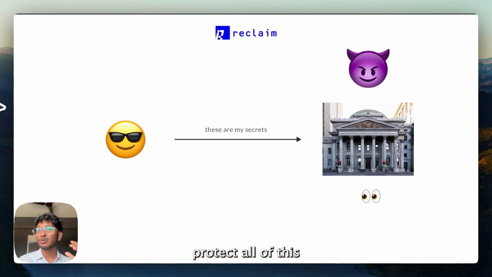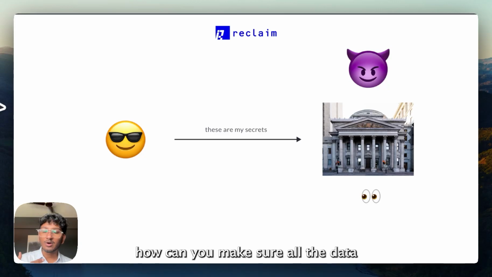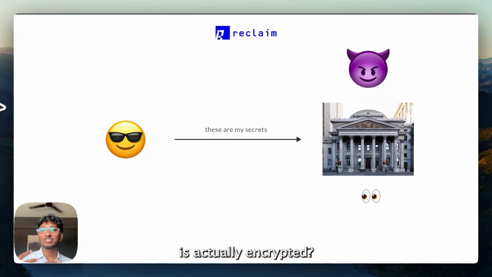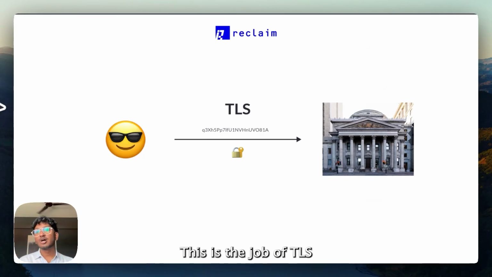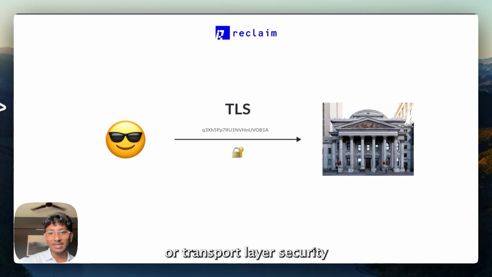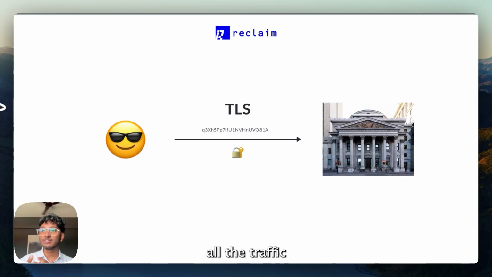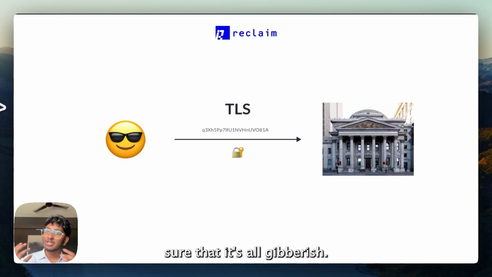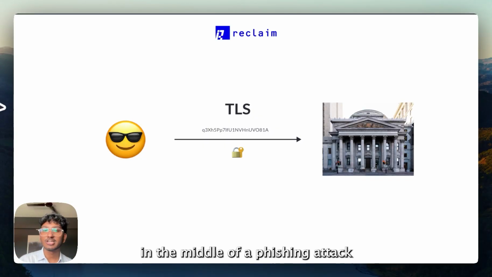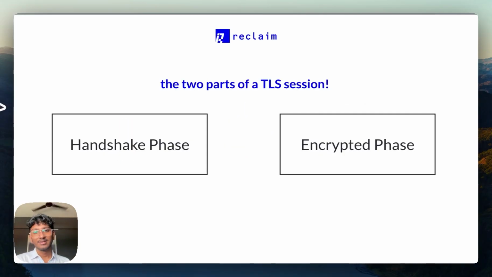So who's going to protect all of this and make sure that you're actually communicating with the right website? And even after making sure of that, how can you make sure all the data that gets transmitted is actually encrypted? This is the job of TLS, or Transport Layer Security. It essentially encrypts all the traffic between the user and the server and makes sure that it's all gibberish so that no man in the middle or phishing attack can happen in the first place.